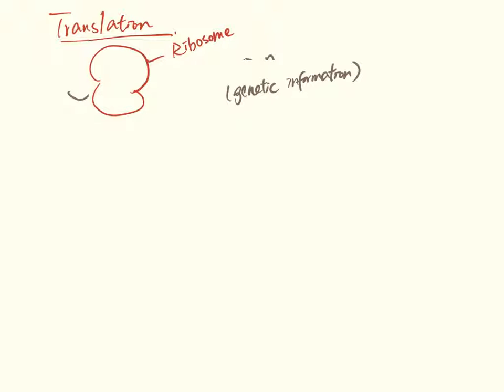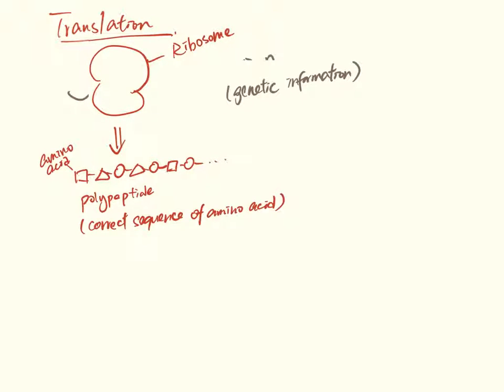From the process of transcription, you will have a strand of mRNA produced. This mRNA contains genetic information from the coding strand. The mRNA will move to the ribosome, the site of protein synthesis, where it will be translated into a polypeptide with the correct amino acid sequence.